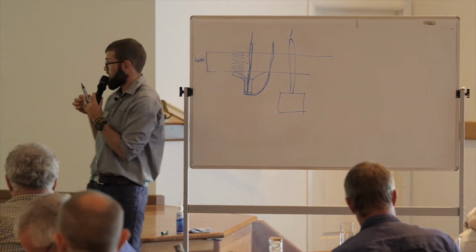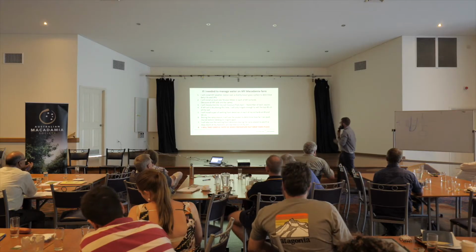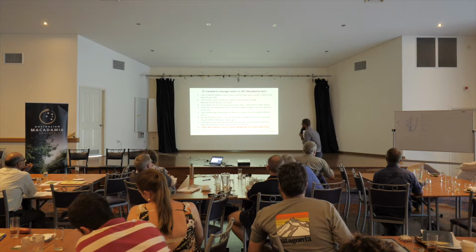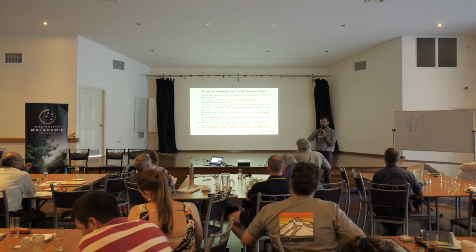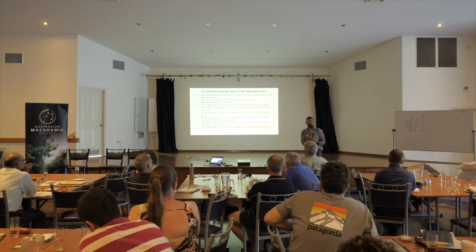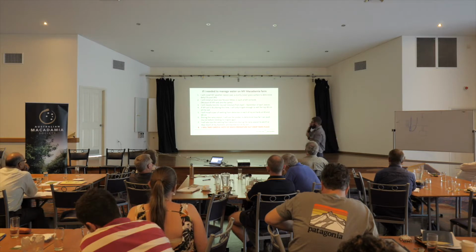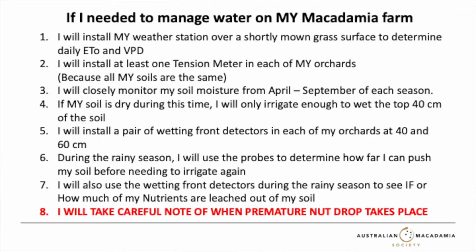And that's why, on my farm, what I want to do is, during the raining season, I'll use my probes, this is my soil moisture probes, to determine how far I can push out before I need to irrigate again. And then I'll use my wetting front detectors during the raining season to see if I leach nutrients out of the system, or do I need to adapt my irrigation or my fertilizer program accordingly.